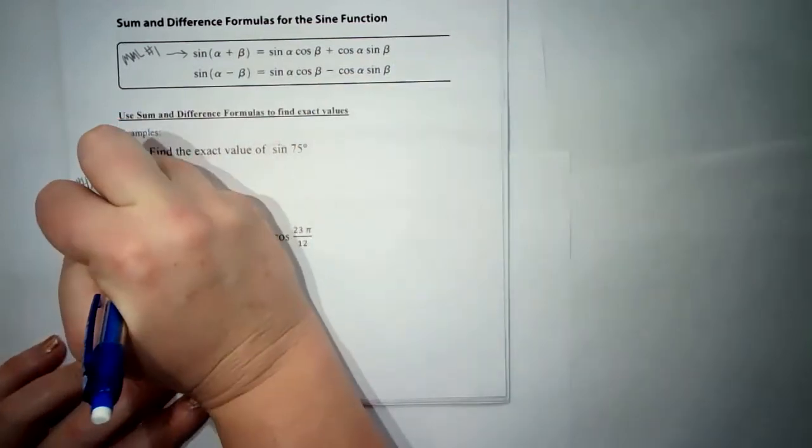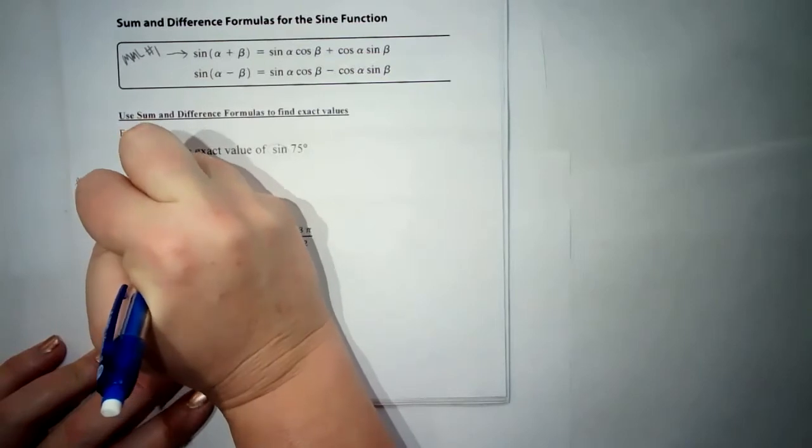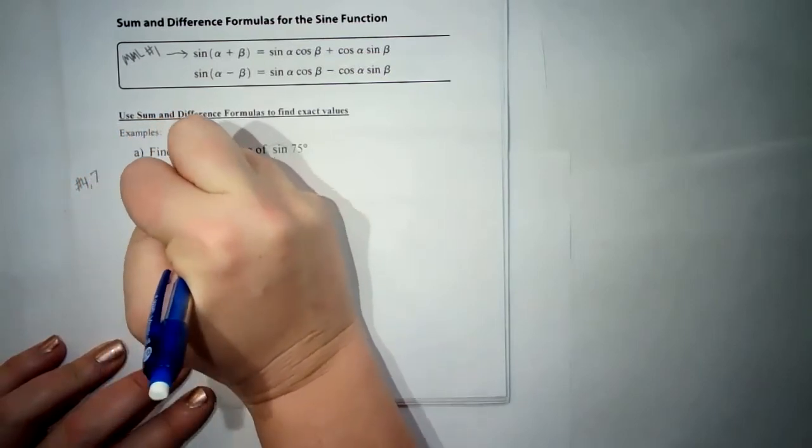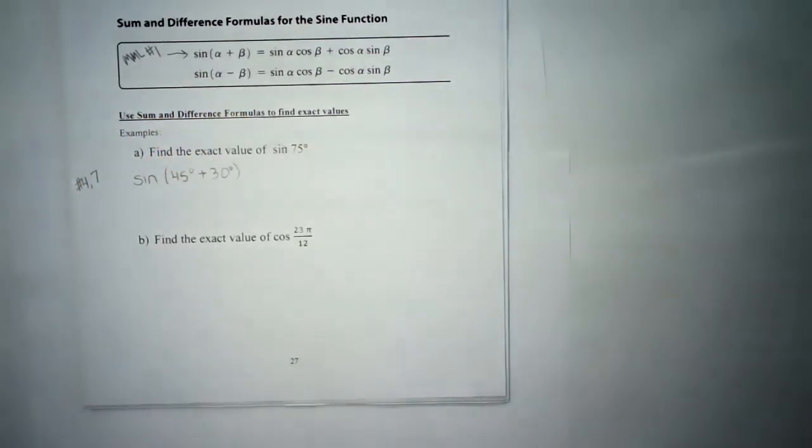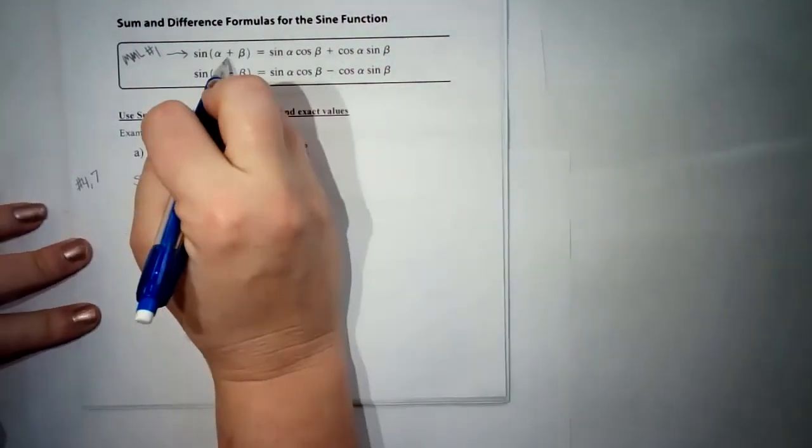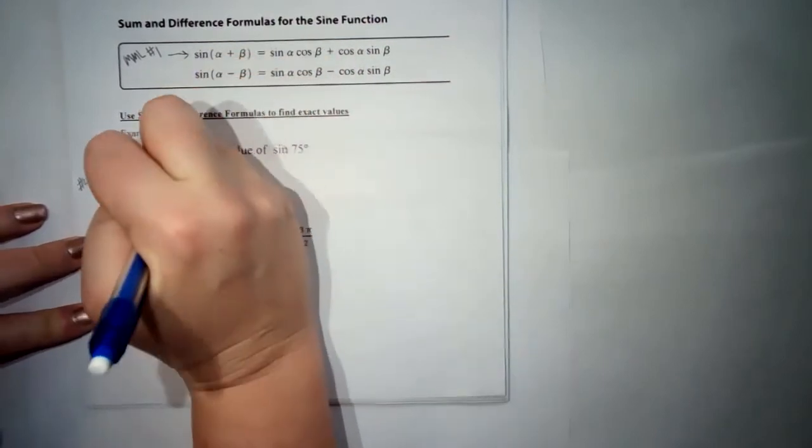Okay, so if I decide I want to do, and you can put them in any order you want. You can do 30 plus 45 if you want to. The order does not matter. So that's completely your decision. Okay, so now it's easiest if you label them. So notice here for the addition one, the first one is alpha.